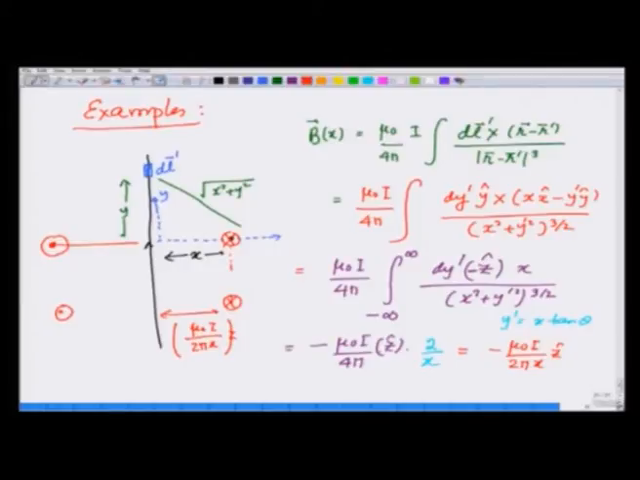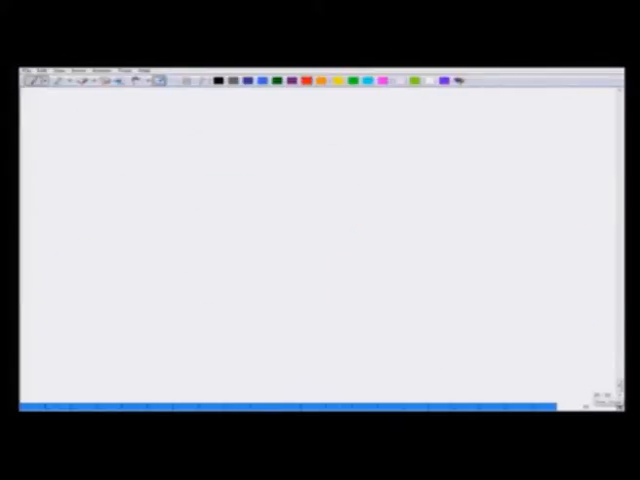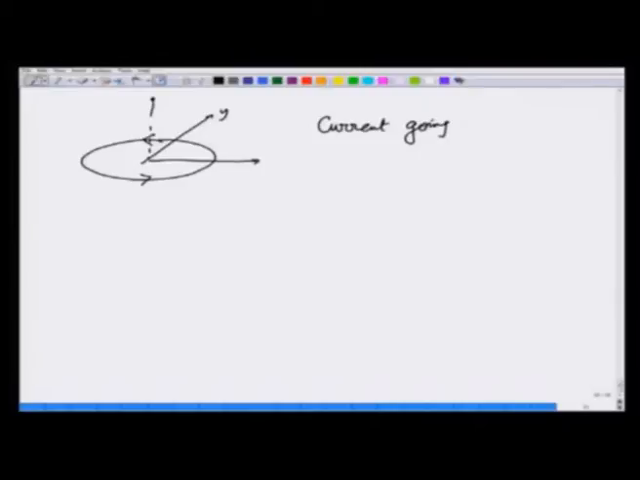As a second example, let me take a ring of wire, a ring of current, let us say in the xy plane. So, this is x, this is y, and I am calculating the field at some point z at the height z of it. This has a current going in the phi direction. Since this is in the phi direction, it is easy to use cylindrical coordinates.